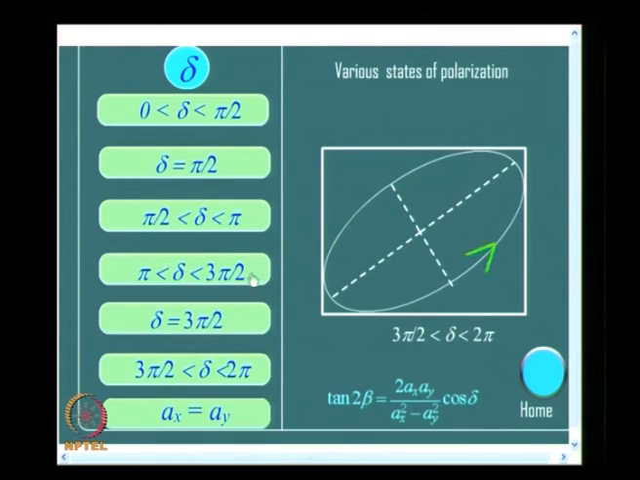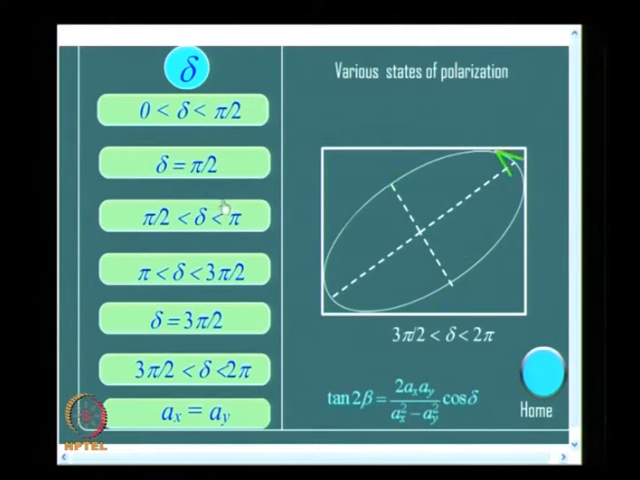So, you have 3 cases where you have anti-clockwise, you have 3 cases where you have clockwise, and when delta equals 0 or delta equals pi or delta equals 2 pi, you will have plane polarized light coming out as plane polarized light, except the case which is slightly different is when delta equals pi. When delta equals pi, it will be rotated by some angle, but the state of polarization will remain still plane, but it will get rotated by some angle.